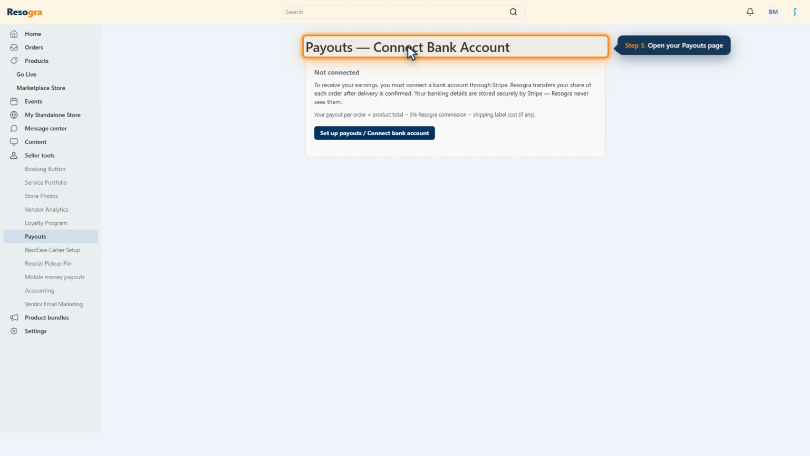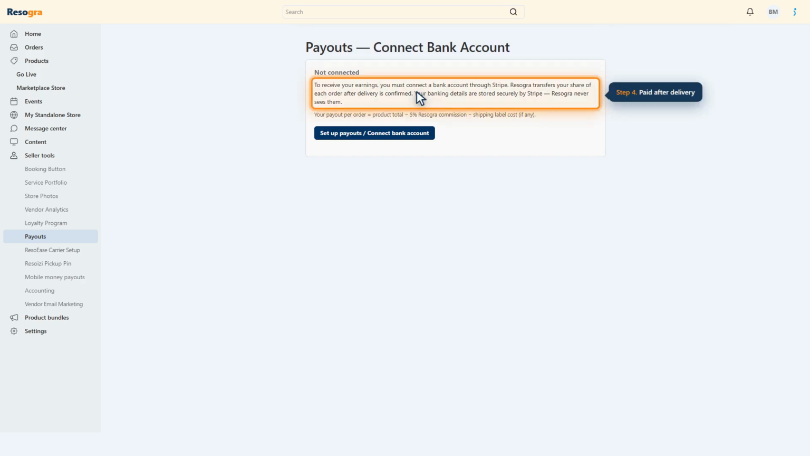Open the Payouts page under Seller Tools. This page shows you the exact money math behind every order, so you never have to guess what lands in your account. First, the timing. Resogra transfers your share of each order after delivery is confirmed, straight to your bank through Stripe. Your banking details are held securely by Stripe, and Resogra never sees them.